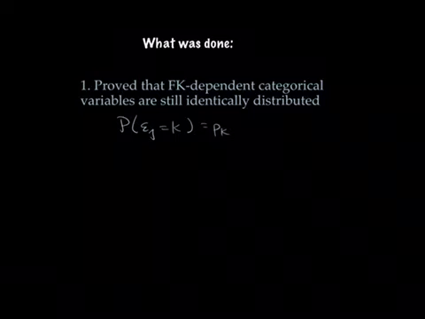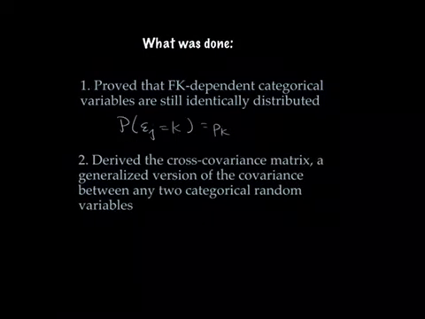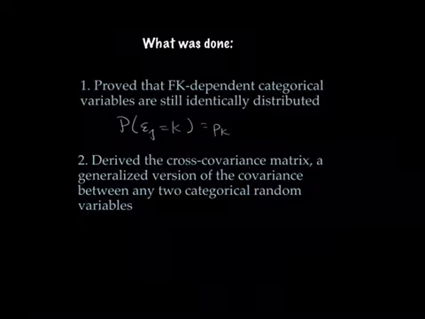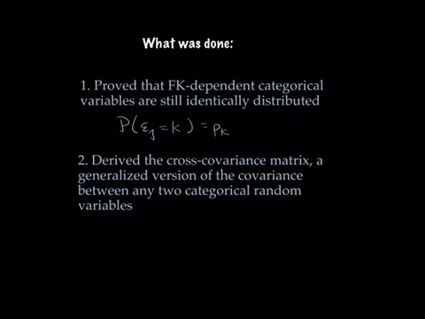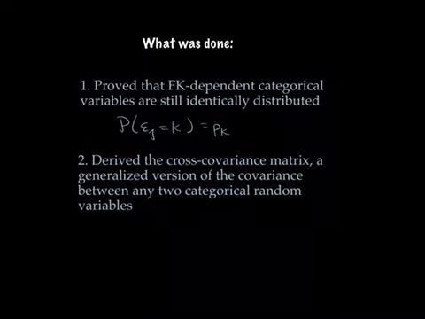The next thing in the paper was the derivation of the cross-covariance matrix, which is a generalized version of the covariance between any two categorical random variables. Now I won't go into details of that in this video. The paper is freely available if you want to read that.